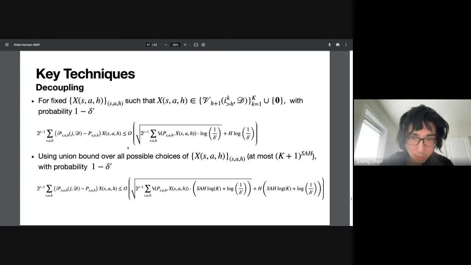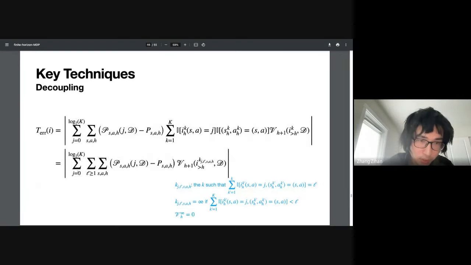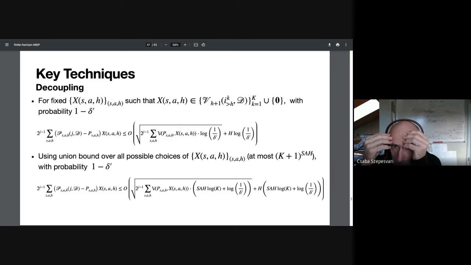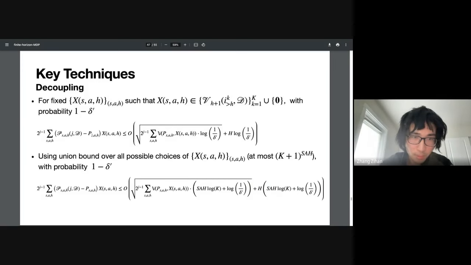I hope this will be clear. Remember that we fix our choices of X at (s, a, h). You can think of X at (s, a, h) as equal to an index ranging from one to capital K. J is the index of the batch, so we fix some J. Two to the power of J minus one is the length of the batch. Here this term is basically the martingale, and this term is the sum of the variance.